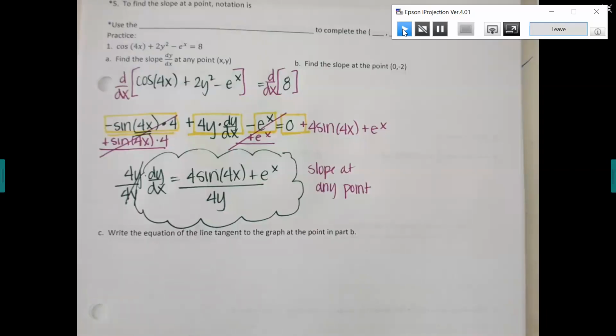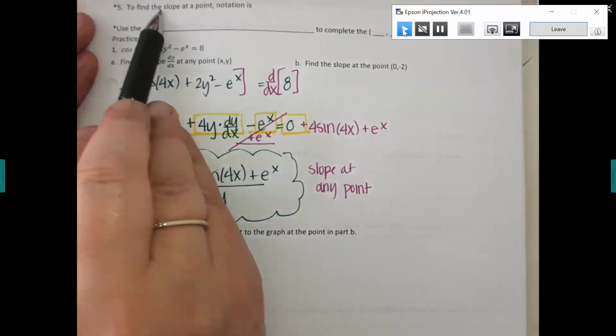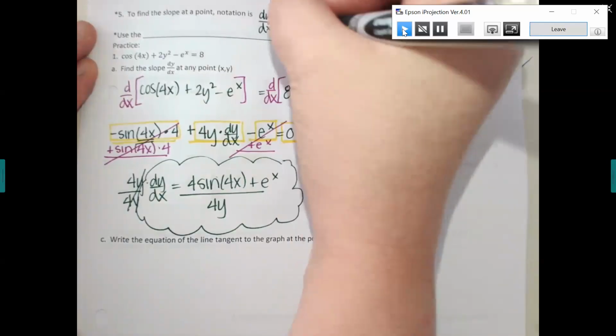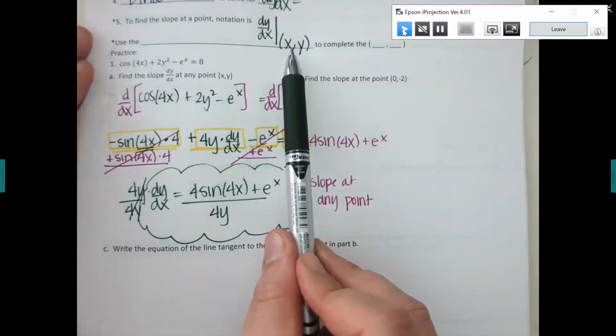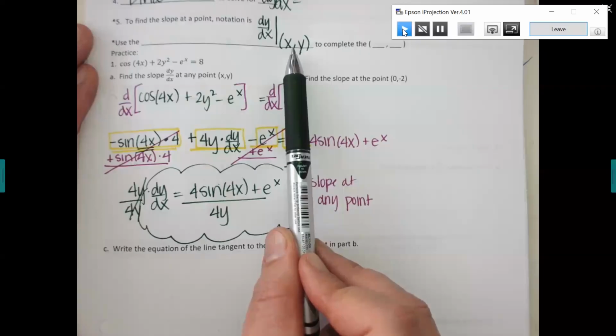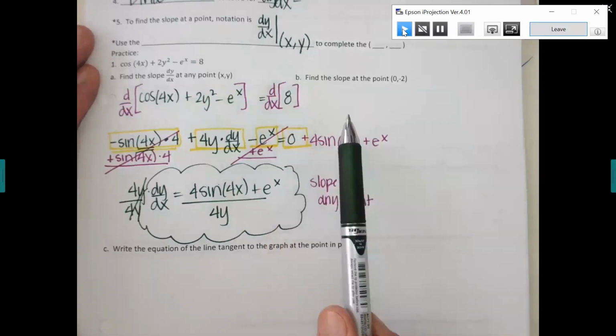So let's come over to part B. It says, find the slope at the point (0, -2). Remember what I just said, you need both of those numbers or you can't plug in. So here's the notation. If you want the slope at a point, you do dy/dx, a vertical line, and then write what that point is. Write that up here at the top. The ordered pair that you're plugging in has to have both an x and a y.